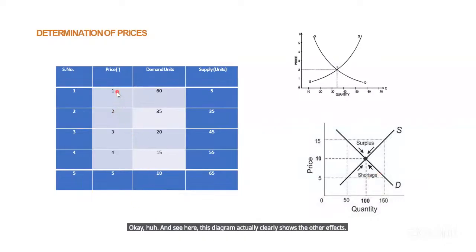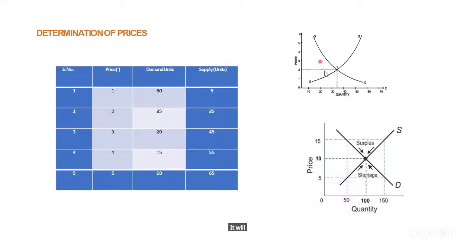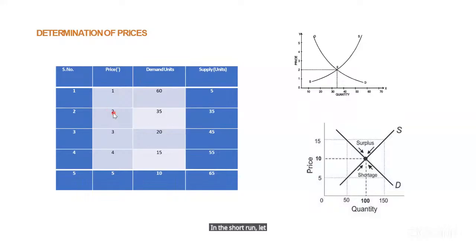What the classical economists basically say is that in the long run, there will always be an equilibrium price, because demand and supply forces will work in such a way that they will restore the equilibrium price. In the short run, there would be some changes. For example, let's say that price increases to 3, 4, 5, or in this case, to 15. When price increases, what happens? Supply will be more, demand will be less.